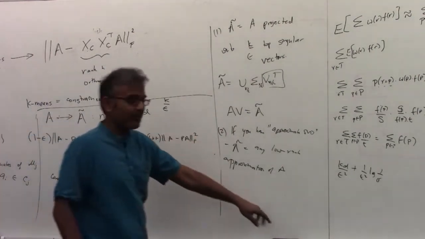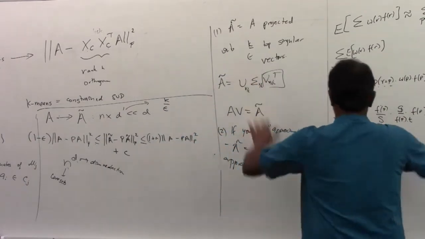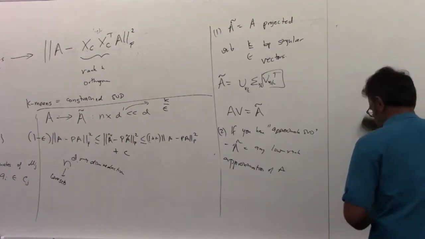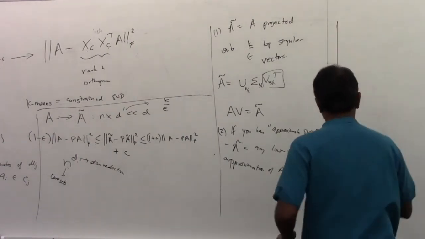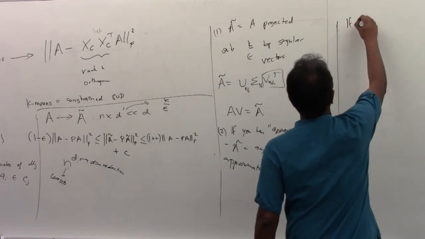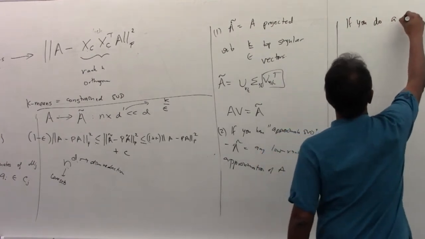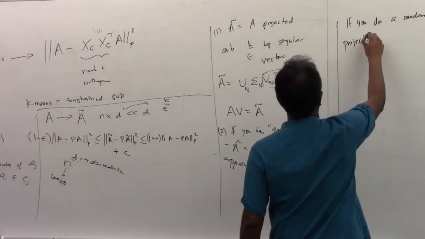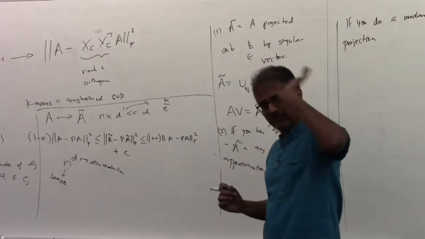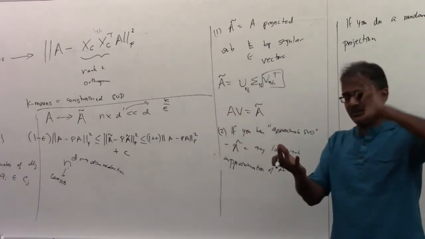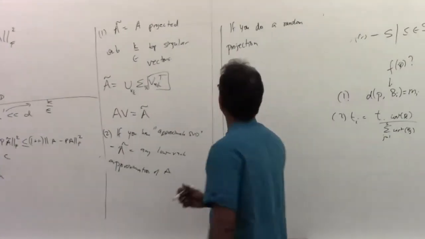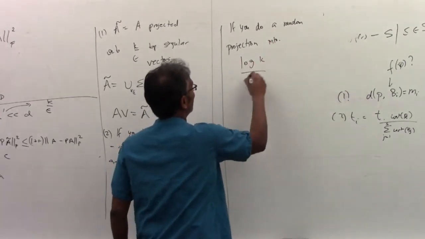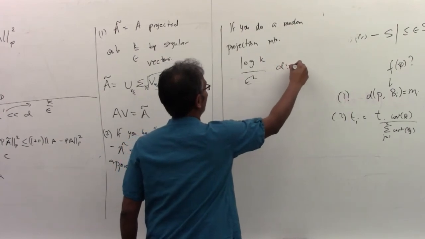There's a nice sub-result in this one particular paper that is worth mentioning just because it's kind of cool. It says that if you do a random projection, what is called a Johnson-Lindenstrauss projection, which I mentioned before, you take a random Gaussian, multiply by data, and project it down into log k over epsilon squared dimensions. So even better than k, log k dimensions.